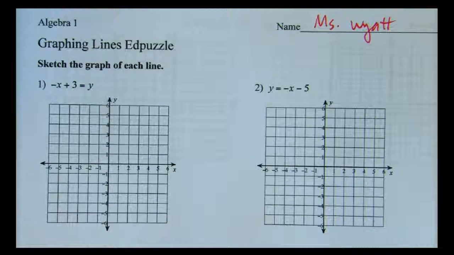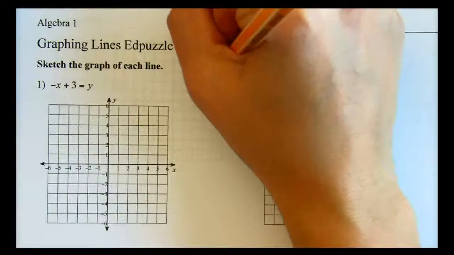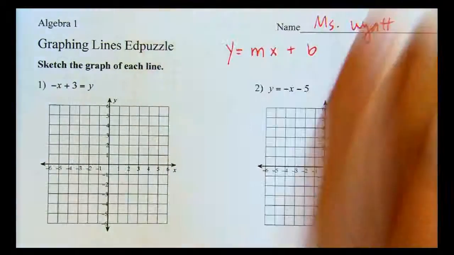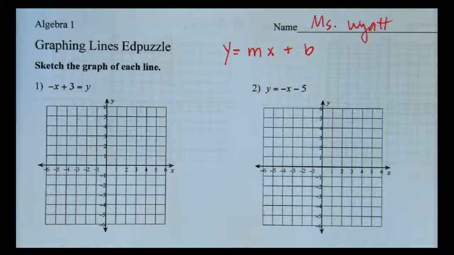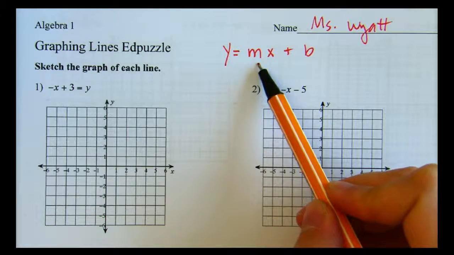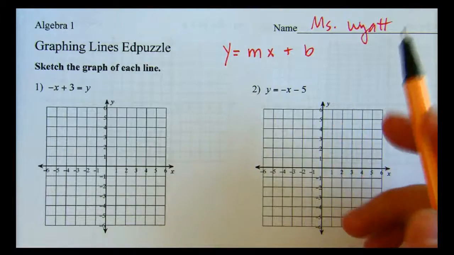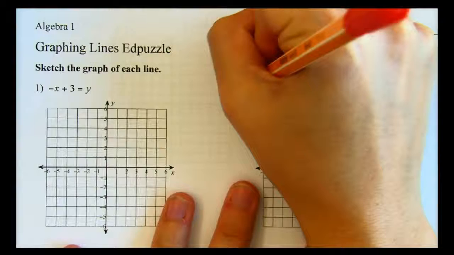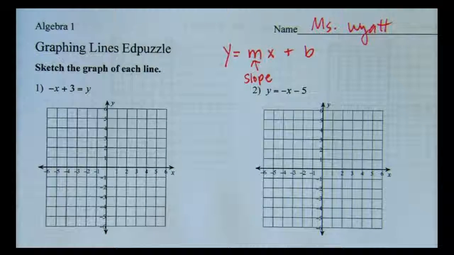So at the top of your page, I want you to write y equals mx plus b. This form is called slope-intercept form. What does the m in this equation represent? Great, you should have written slope. So whatever number is in front of your x is the slope of your line. What does b represent?